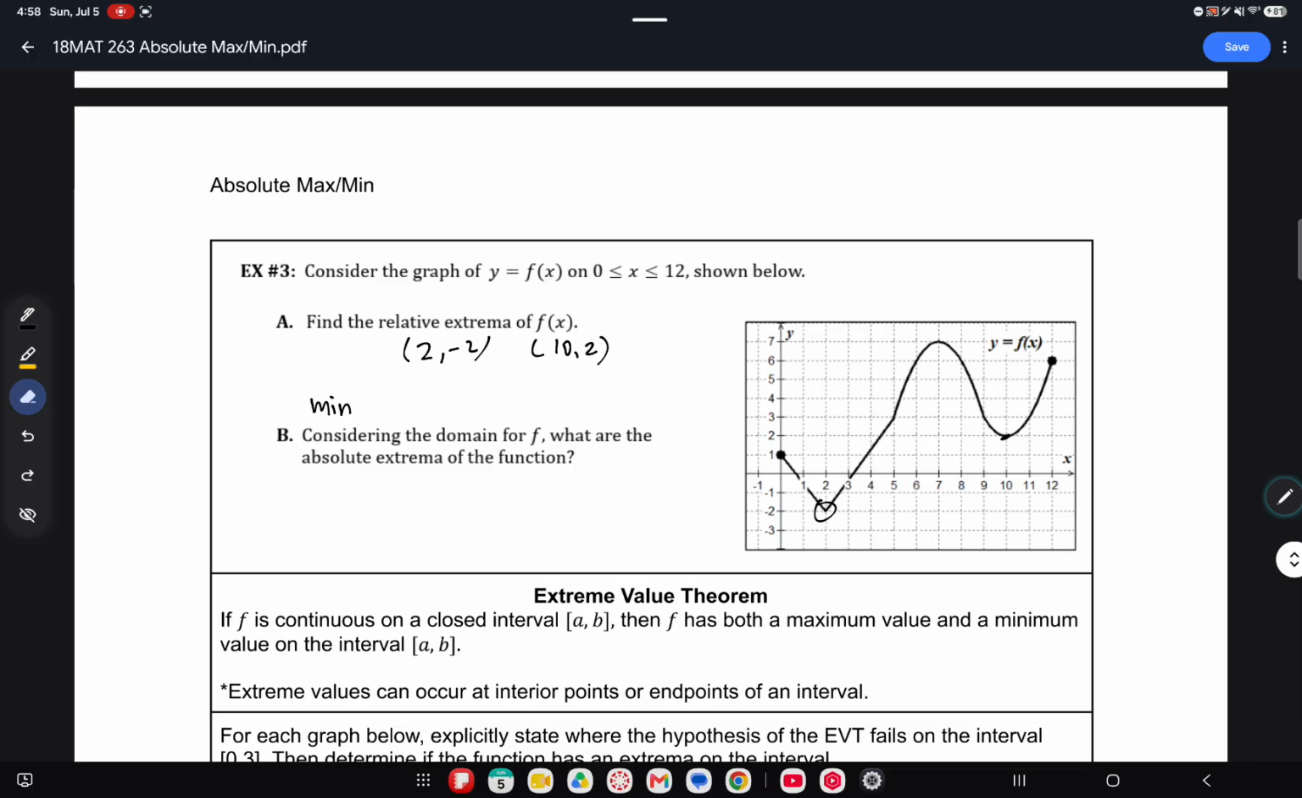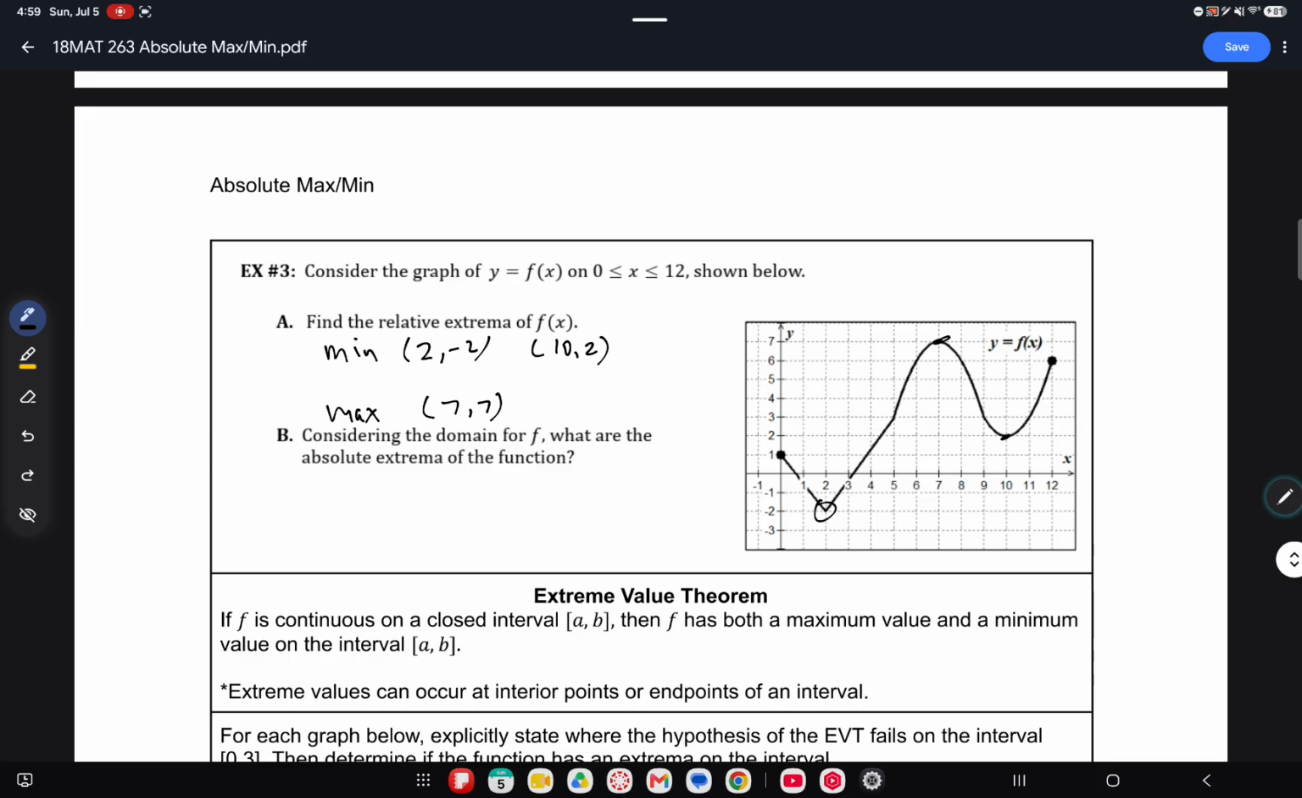And I wrote that in the maximum spot. That's crazy. I'll just switch it. Min, max. Now some maximums. We got here (7, 7). And that's going to be all for the relative ones.